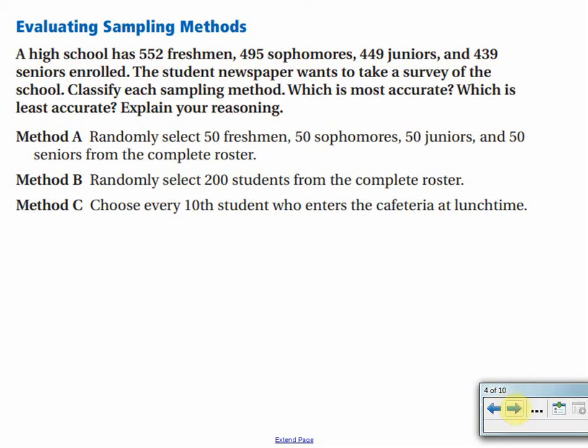So in method A, randomly select 50 freshmen, 50 sophomores, 50 juniors, and 50 seniors from a complete roster. That means that you're selecting the same number of students from each group. Since our population was first split into groups by grade, that is going to make this either a stratified or a cluster sample. And since you're choosing 50 kids from each, that makes this stratified.